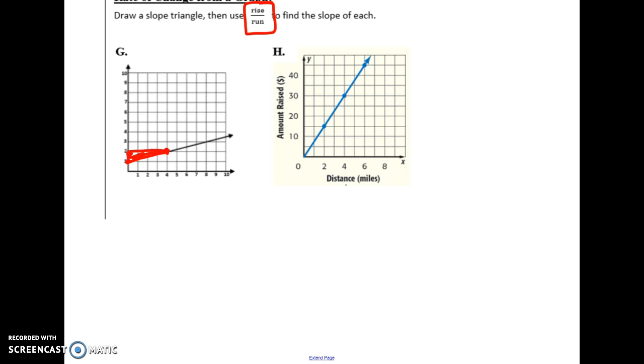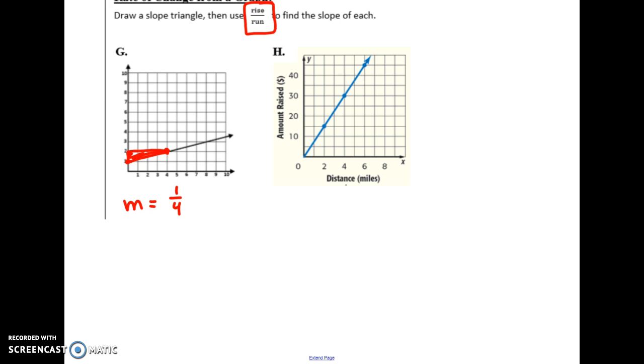And then always look at your labeling. Do we go up by ones? Do we go over by ones? Because if you don't, you really have to pay attention to that because the scale changes. It looks to me like it's just rise 1, run 4. Okay, that's not a very steep line, but that's okay. Sometimes they don't have to be steep.